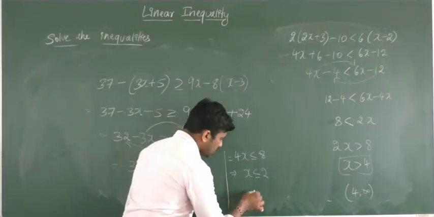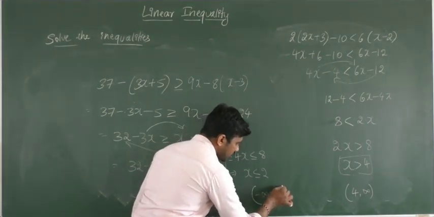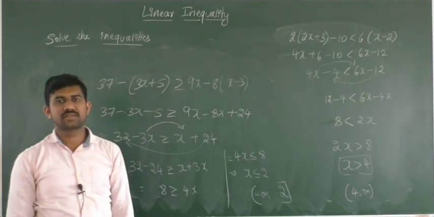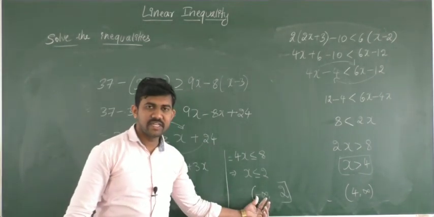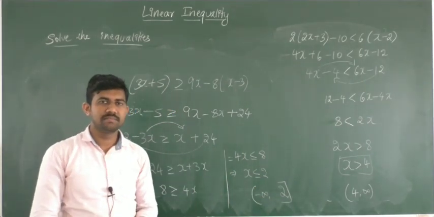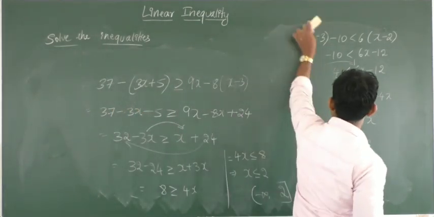So the solution set what will we get here? Interval minus infinity to 2, closed. Okay, closed at 2, that is the interval we will get here. Okay. Now the next question we will see.